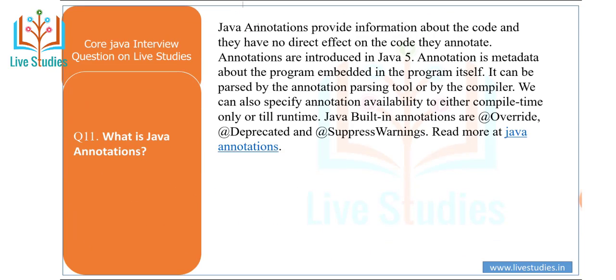What is Java annotation? Java annotations provide information about the code and they have no direct effect on the code they annotate. Annotations were introduced in Java 5. Annotation is metadata about the program embedded in the program itself. It can be parsed by annotation parsing tools or by the compiler. We can also specify annotation availability to either compile time only or till runtime. Java built-in annotations are Override, Deprecated, and SuppressWarnings.